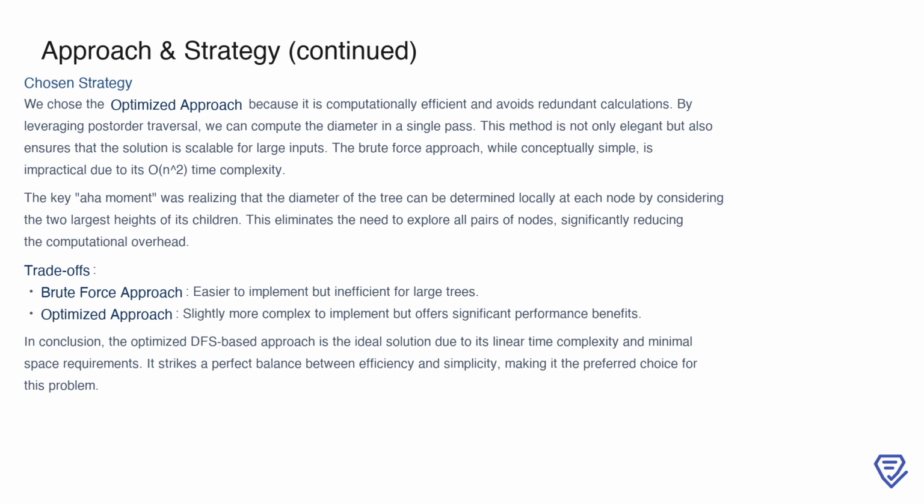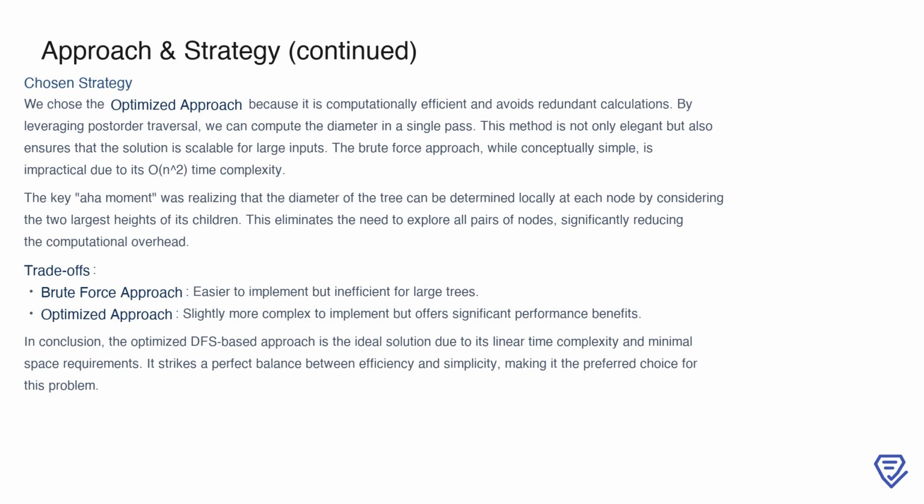The optimized approach was chosen as our strategy because it is computationally efficient and eliminates redundant calculations. By leveraging post-order traversal, we can compute the diameter of the tree in a single pass, making the solution both elegant and scalable. The brute force approach, while easier to conceptualize, is infeasible for large trees due to its quadratic time complexity.